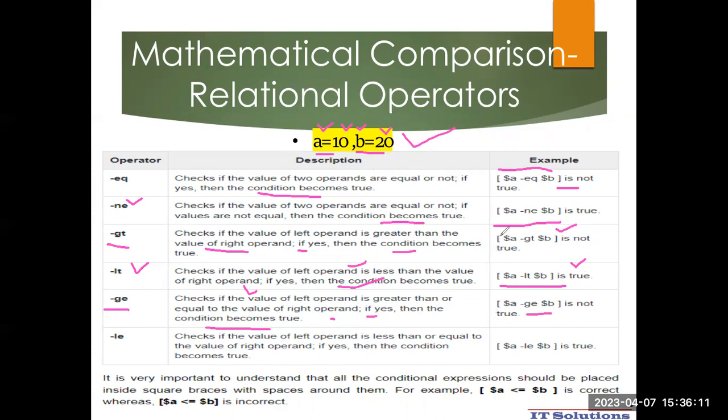In case of our example, this is not true because A is less than B. In a similar way, we have the LE operator, that is the less than equal to operator. So we check if the value of the left operand is less than or equal to the right operand. If yes, then the condition will become true. So here in our example, 10 is less than 20, so the condition will become true.